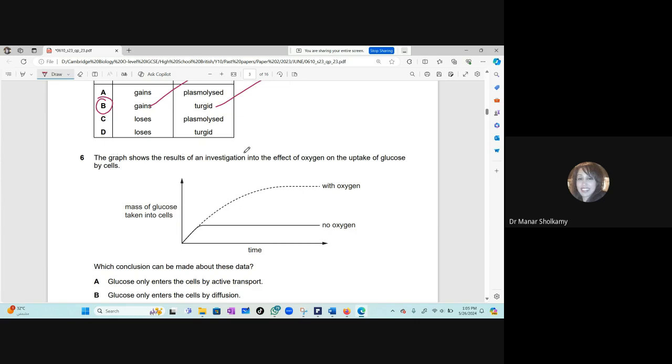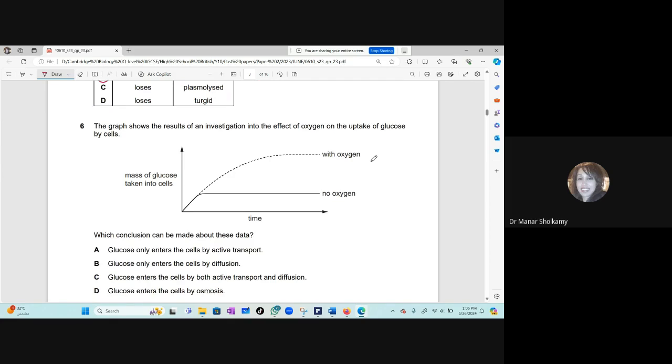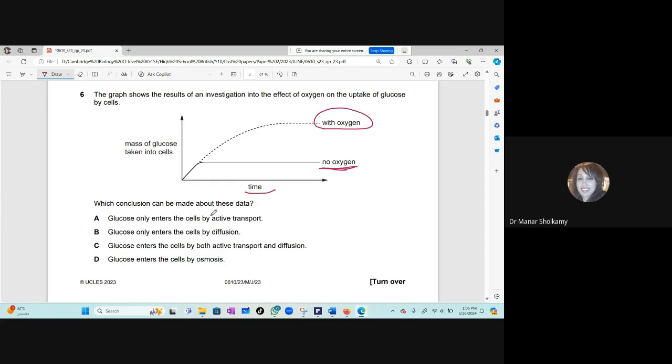The graph shows the results of an investigation into the effect of oxygen on the uptake of glucose by cells. So on the x-axis, you have the time and the mass of the glucose taken into the cells on the y-axis. And the first graph here when there is no oxygen, and the second graph when there is oxygen. Which conclusion can be made about these data? Glucose only enters the cells by active transport, or glucose only enters the cells by diffusion, glucose enters the cells by both active transport and diffusion, and glucose enters the cells by osmosis. C. Okay, it is C.